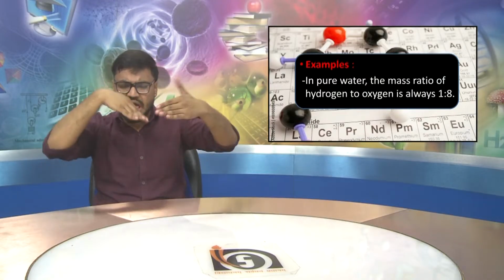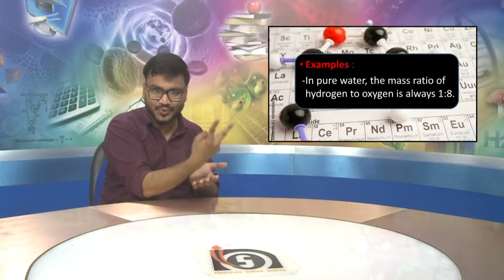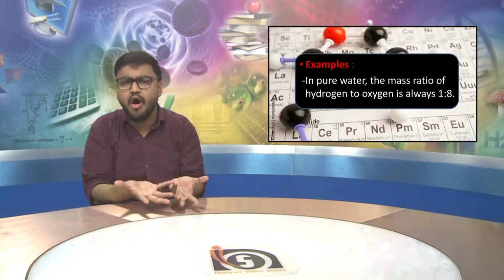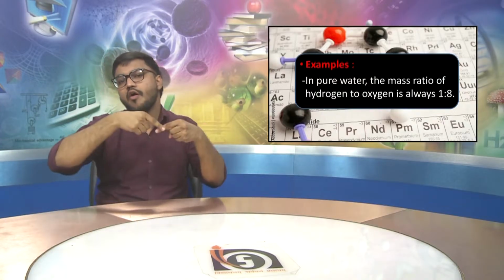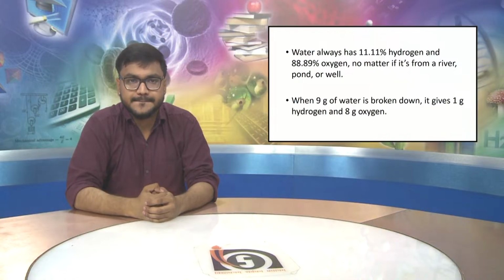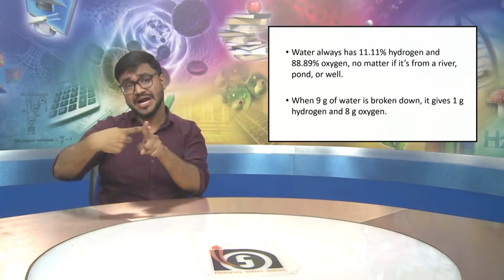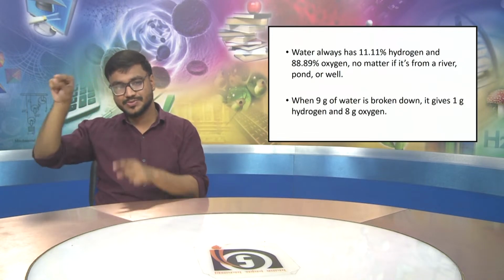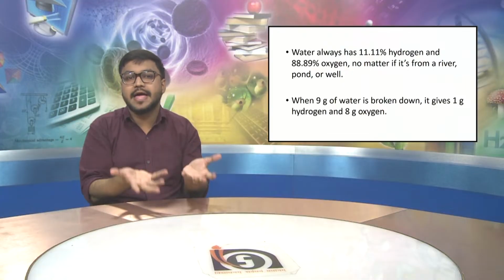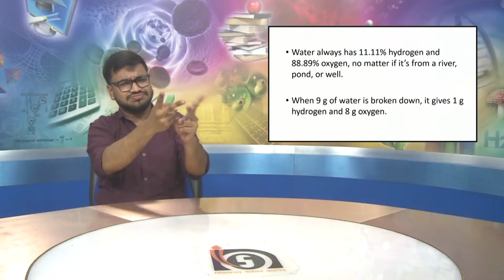For example, in pure water, the mass ratio of hydrogen to oxygen is always 1:8. Water always has 11.11% hydrogen and 88.89% oxygen, and it doesn't matter if it's from a river, a pond or a well, etc.